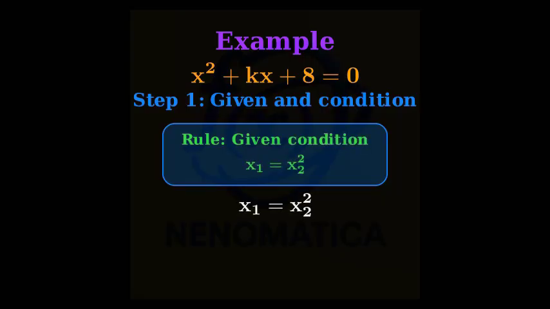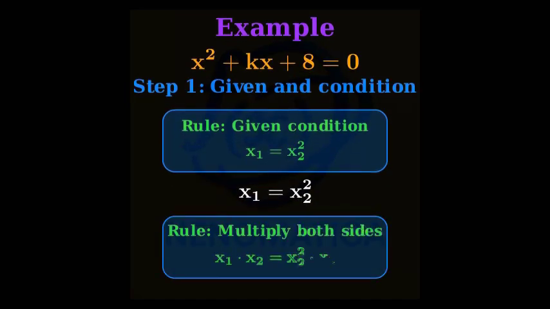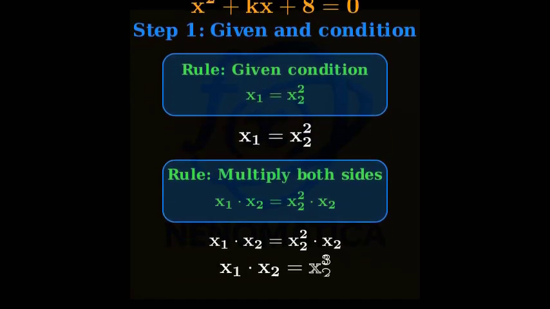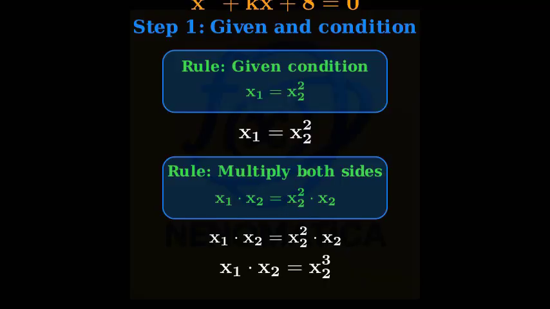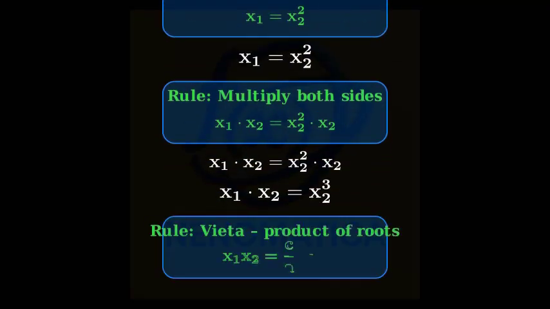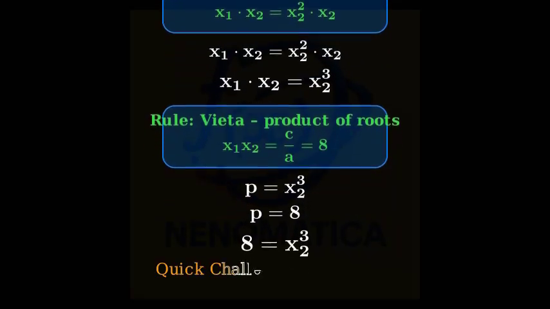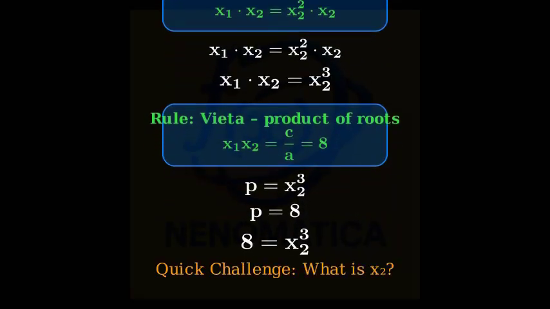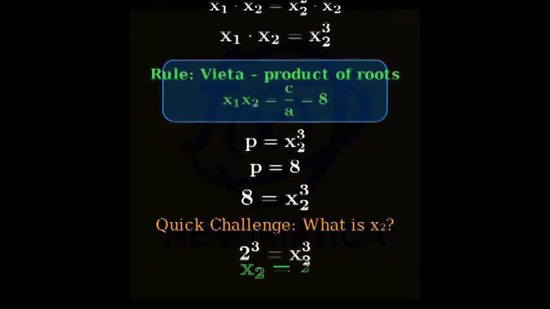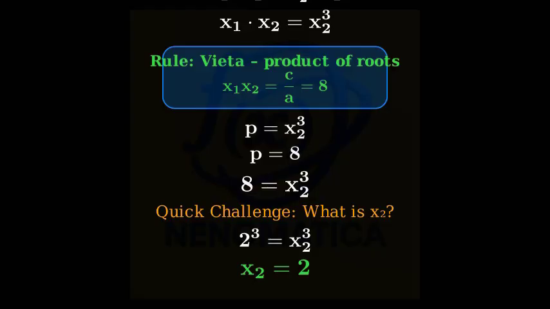Step 2. Multiply both sides by x sub 2. Then we have x sub 1 times x sub 2 equals x sub 2 squared times x sub 2, which simplifies to x sub 2 cubed. Step 3. Use Vieta's formulas. The product of the roots equals c over a, which is 8. Since x sub 1 times x sub 2 equals x sub 2 cubed, we get 8 equals x sub 2 cubed. 8 is 2 to the third power. Therefore, x sub 2 equals 2.